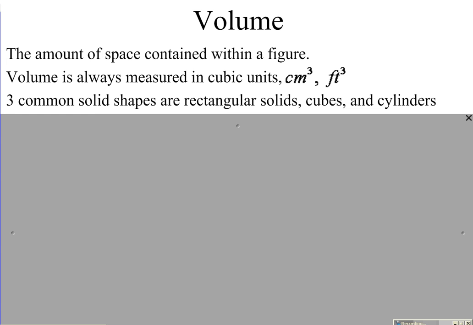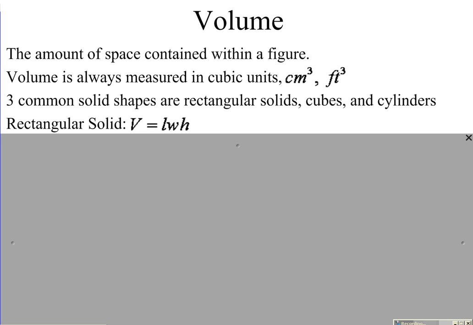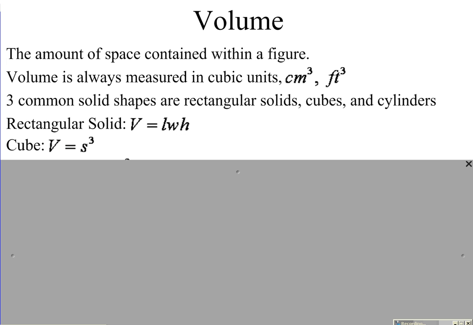Three common solid shapes, which we are going to talk specifically about, are rectangular solids, cubes, and cylinders. For a rectangular solid, the volume is length times width times height. For a cube, we have a separate formula, but it's really the same formula. Remember, a cube just means that the length, the width, and the height are all the same measure.